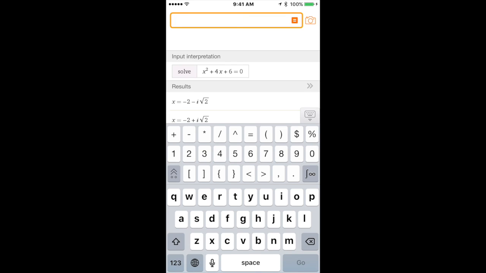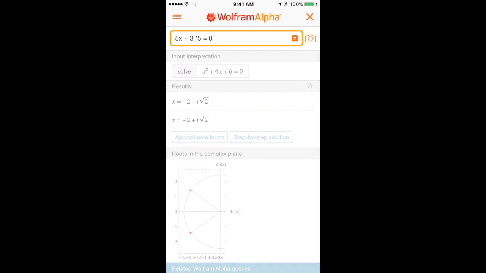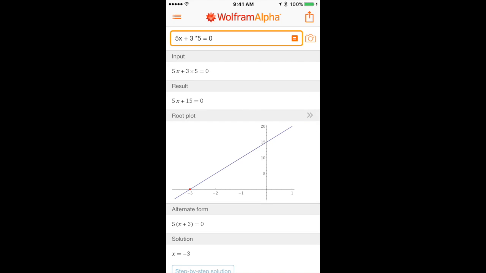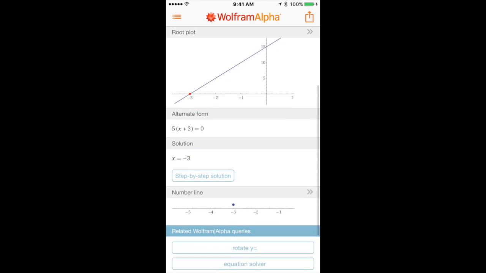If you want an easier one, like what we do with the kids, let's solve 5x plus 3 times 5 equals 0. Let's see what that will give me. You just go for it, and it will plot it for you, and will also give you the result.